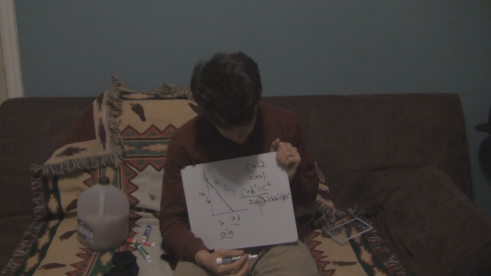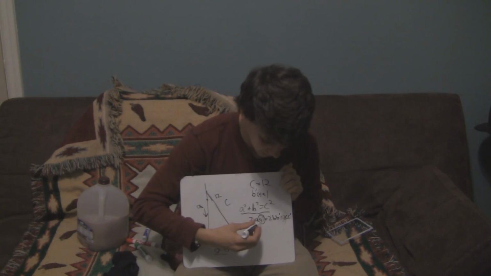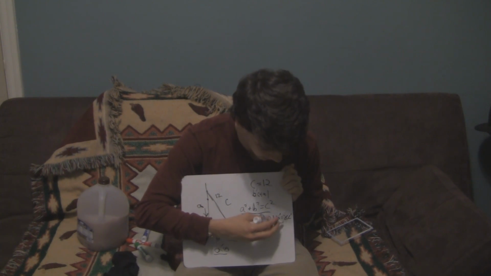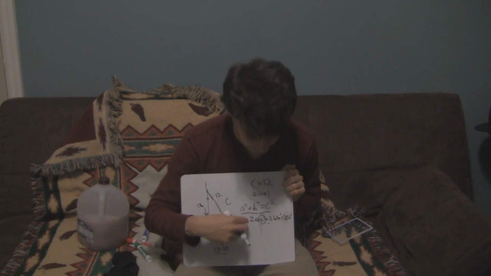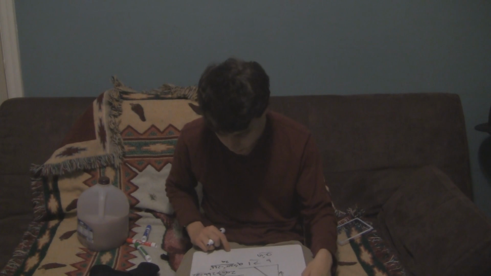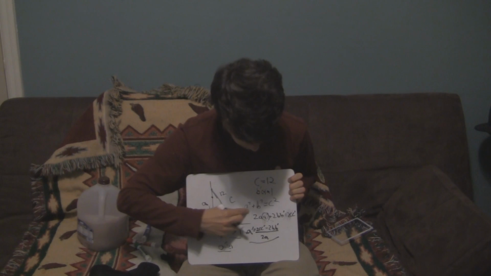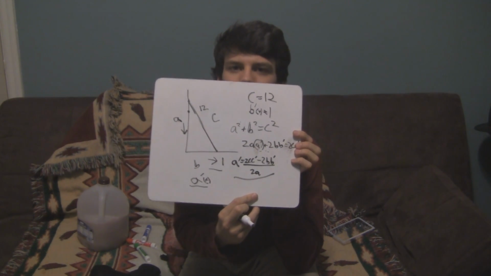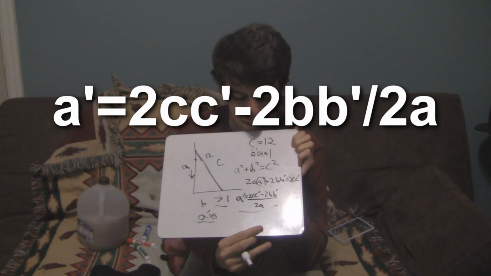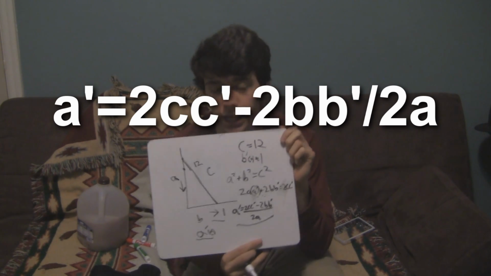Anyway, to get a prime by itself, all you have to do is minus 2bb prime and divide off 2a. Okay? So I'm going to do that little bit of algebra. Okay. So that gives you that little thing that I underlined right there. Okay? Which is a prime equals 2cc prime minus 2bb prime over 2a.